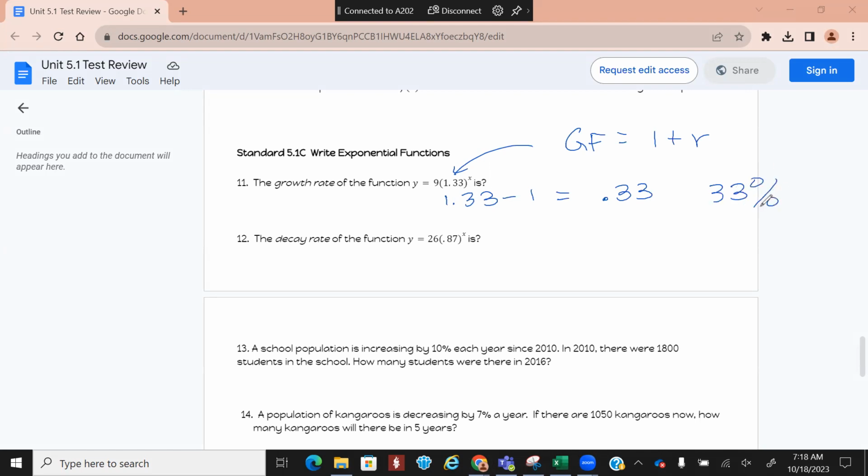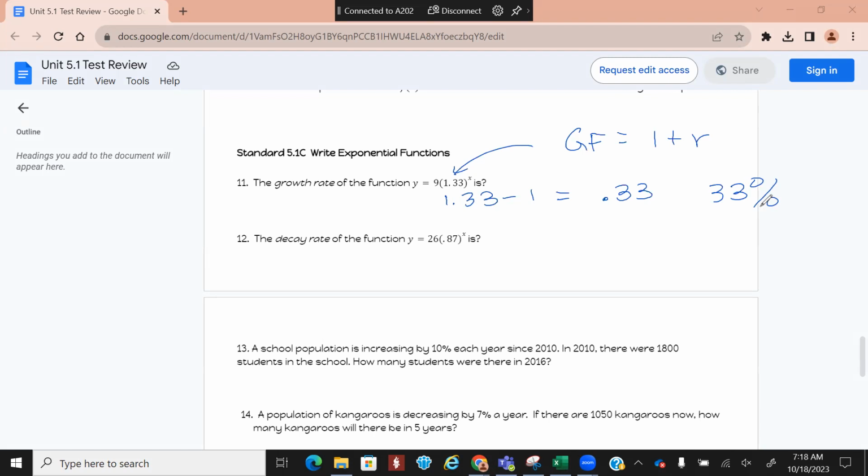Does everybody see where I got that from? Okay, so growth factor and growth rate are two totally different things. You need to know that for your mastery check. Okay. The decay rate.